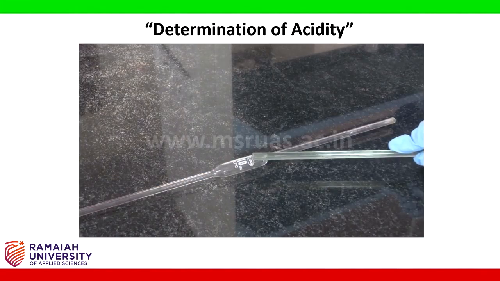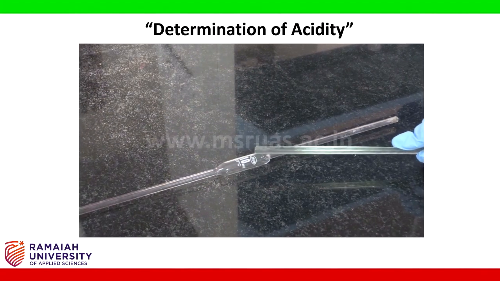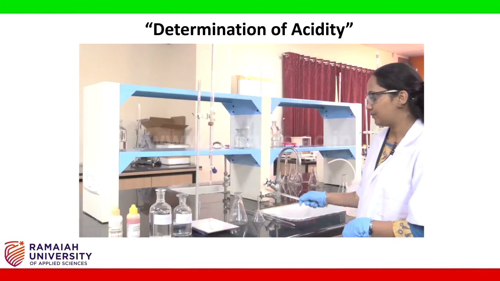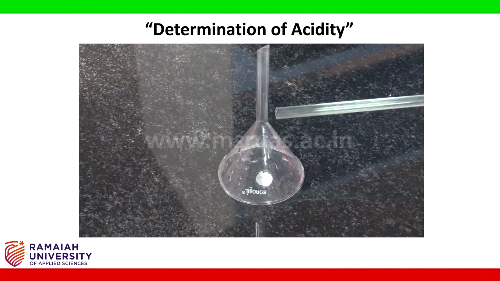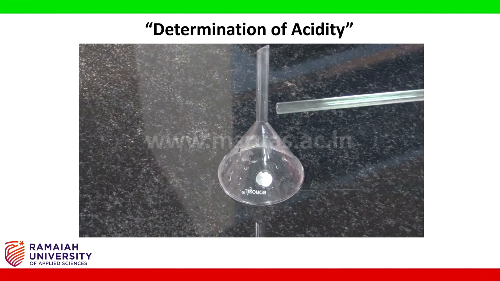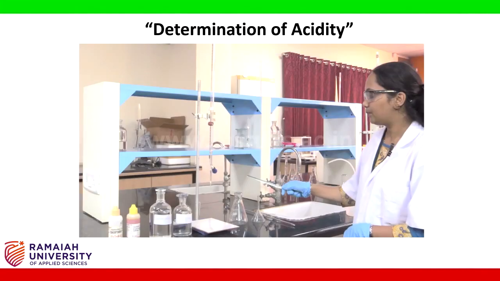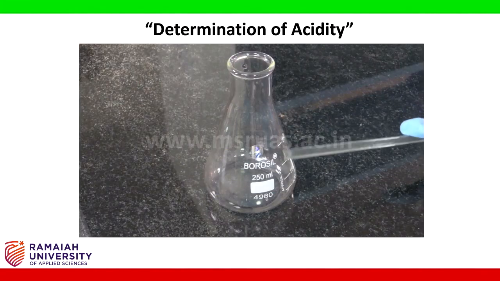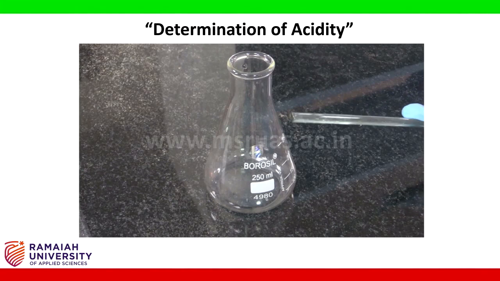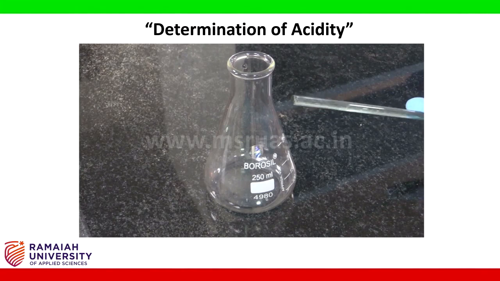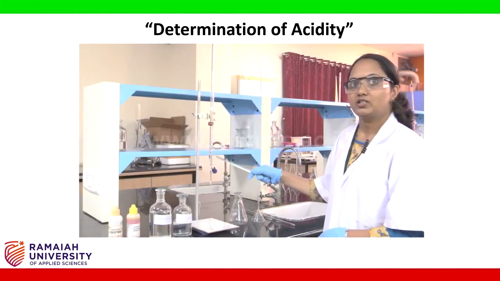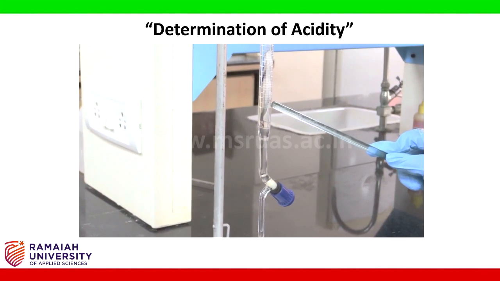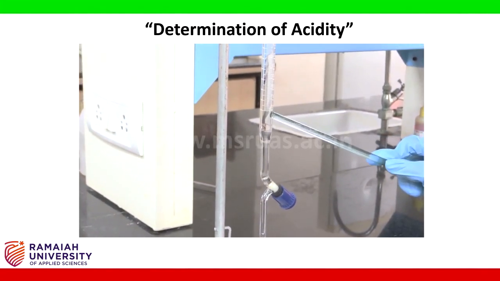Pipette, that is a 10 ml pipette to withdraw 10 ml sample of water. Funnel, which is required to transfer the sodium hydroxide into the burette. Conical flask, 250 ml conical flask, which is used to collect the water sample for the test. Burette, that is a 50 ml burette, which is used to hold the sodium hydroxide for the test.